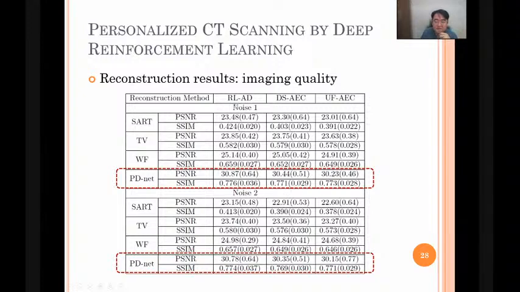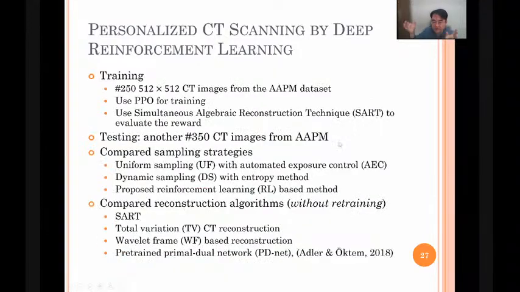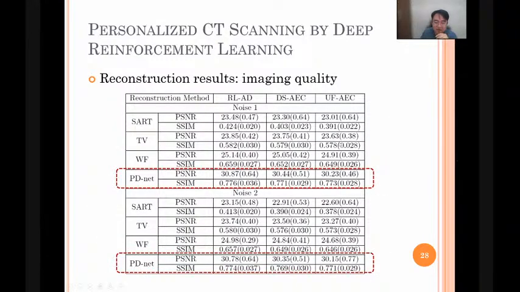Okay, so these are the means and the standard deviations among all 350 CT images. In our paper, we have a distribution, so that you can see that the improvement is actually better than this average. The whole distribution actually shifted. If you use RL, the whole distribution of PSNR and structure similarity actually shifted towards the right, the higher values.